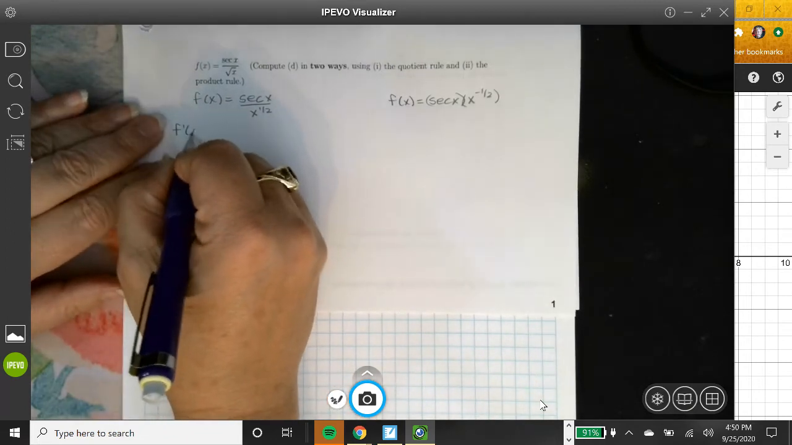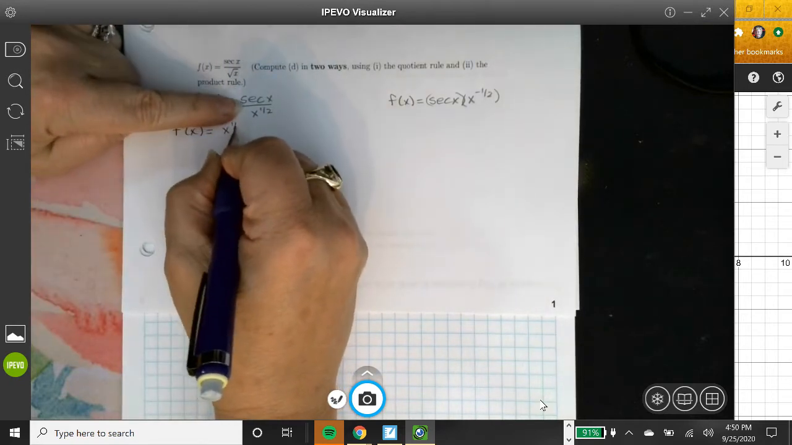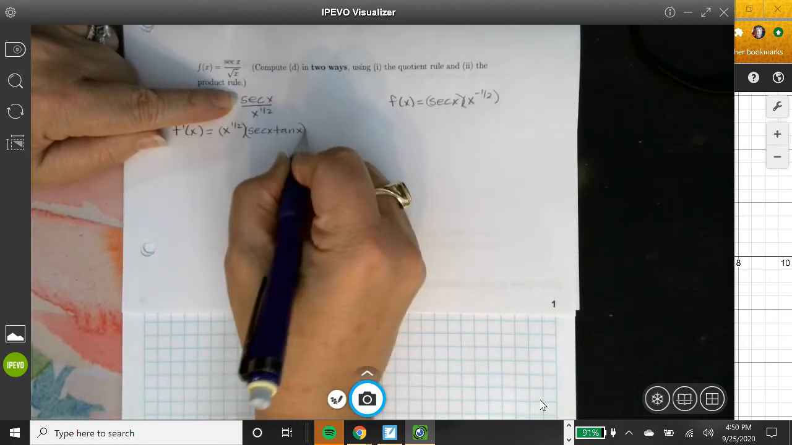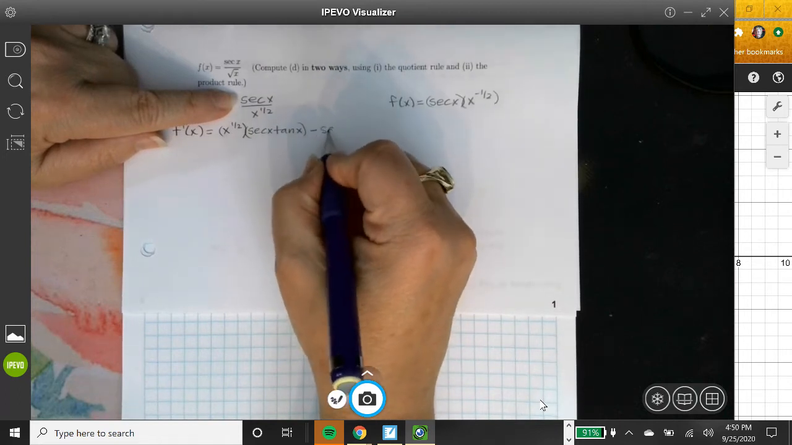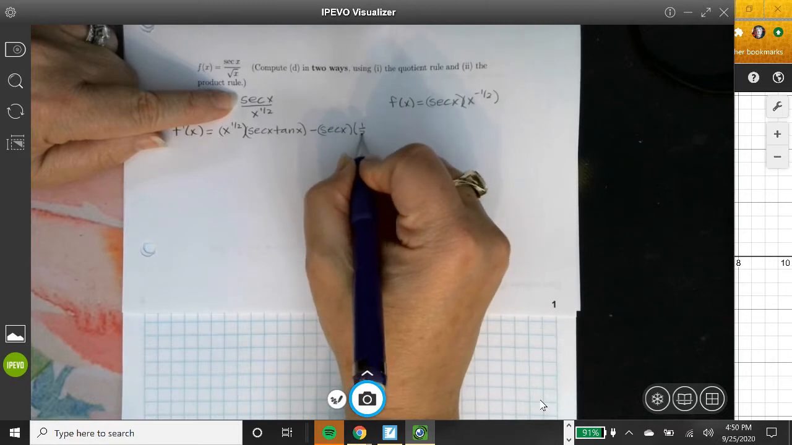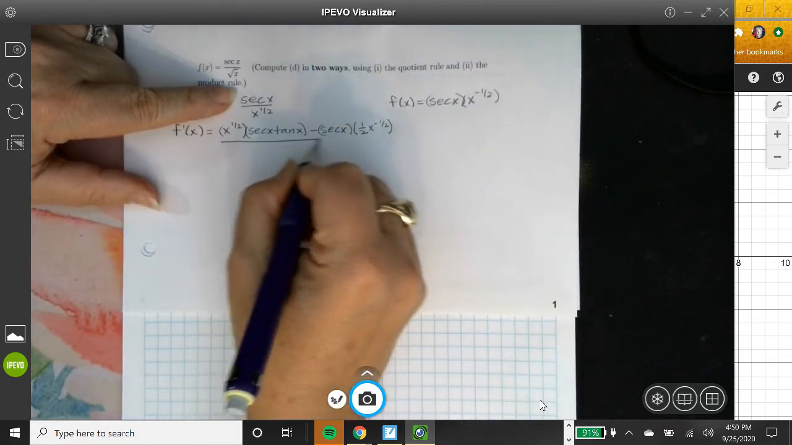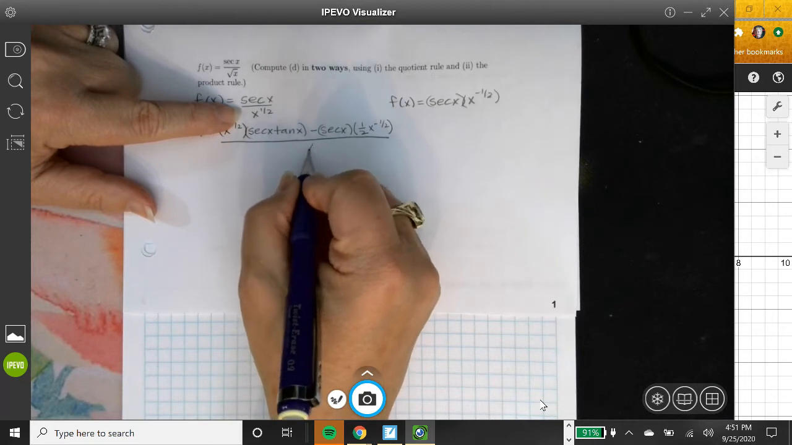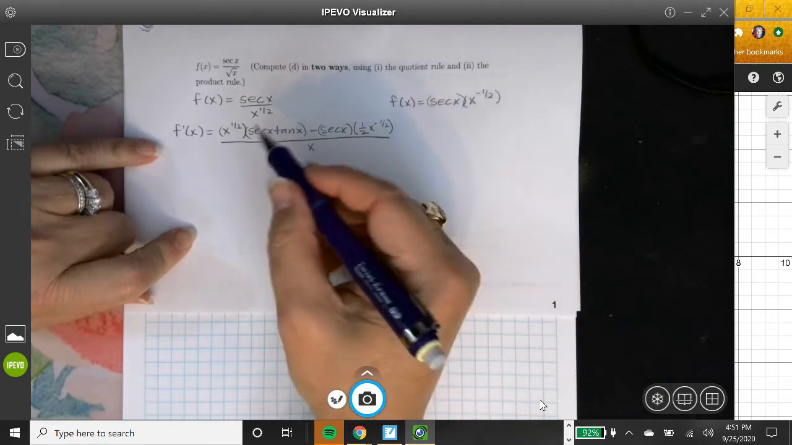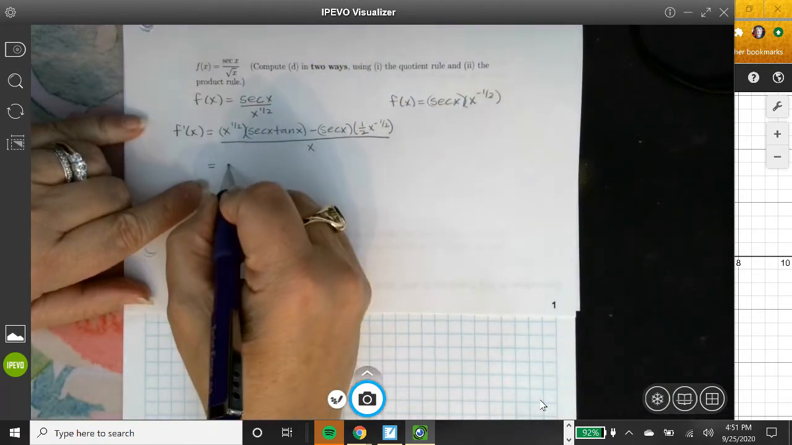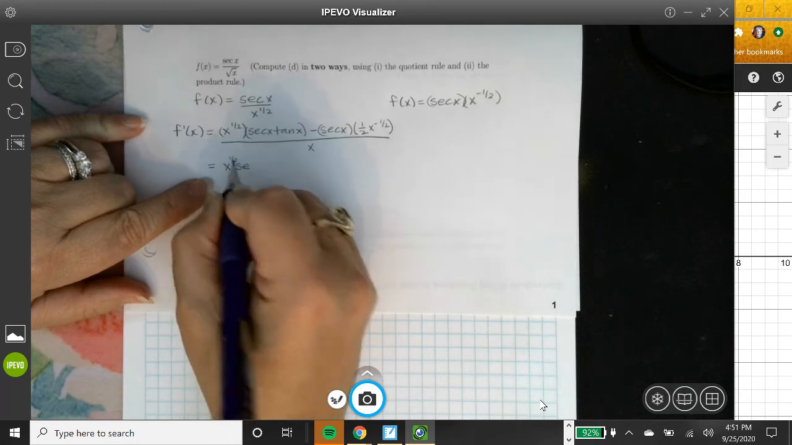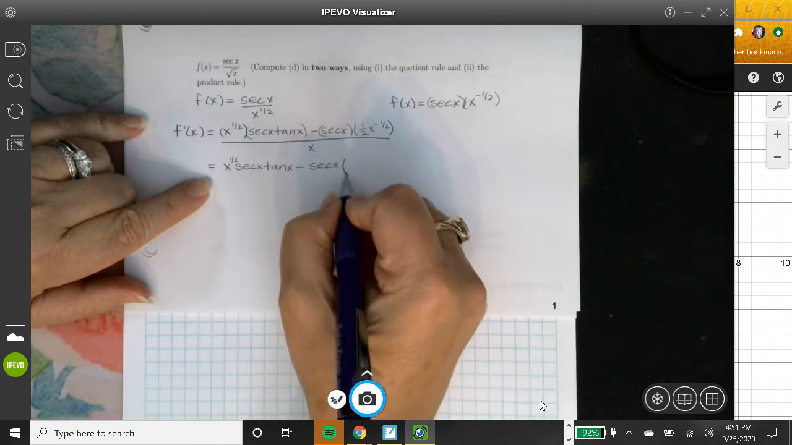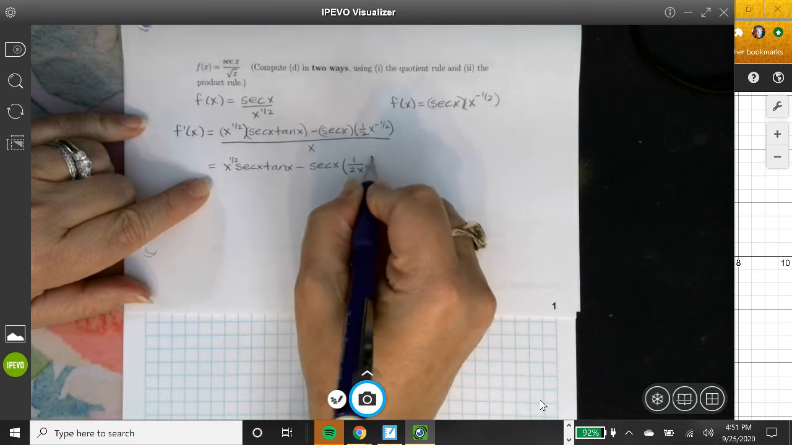So f prime of x is equal to the denominator, which is x to the 1/2, times the derivative of the numerator, which is secant x tan x, minus secant x, which is the numerator, times the derivative of the denominator, which is 1/2 x to the negative 1/2, all over the denominator squared. Well, the denominator squared here is x to the 1/2 raised to the second, which is just x. All right, now I'm going to rewrite it: x to the 1/2 secant x tan x minus secant x times 1 over 2 x to the 1/2, if I keep the exponents positive.